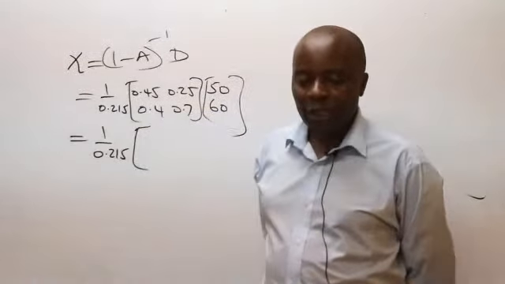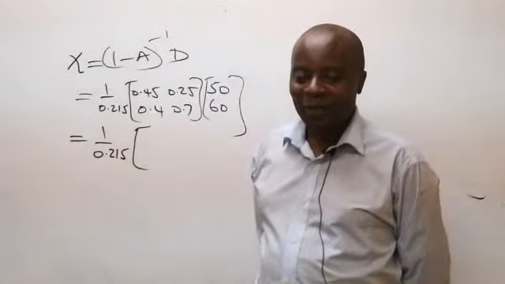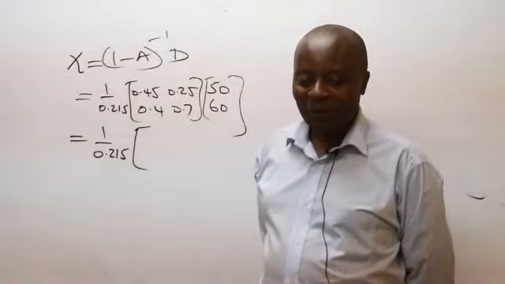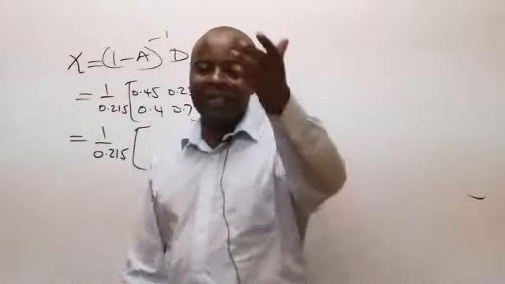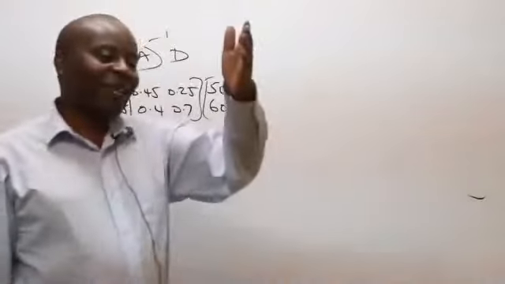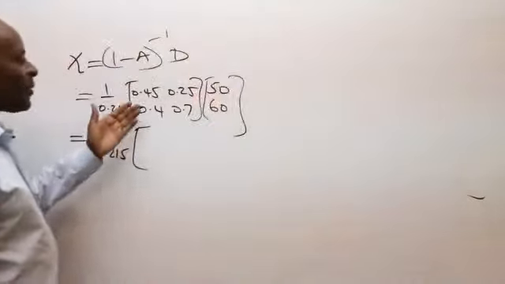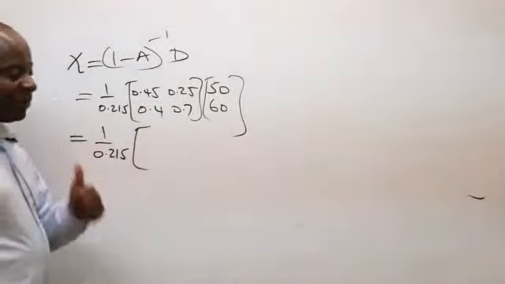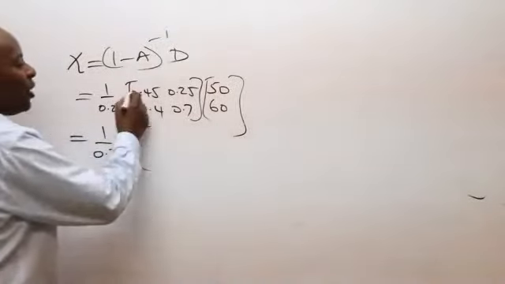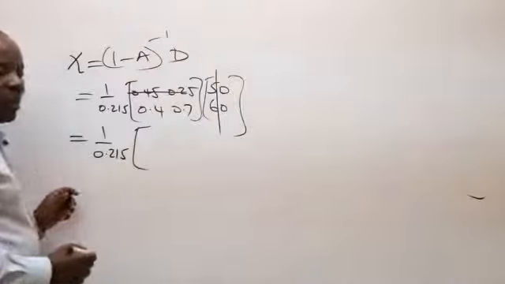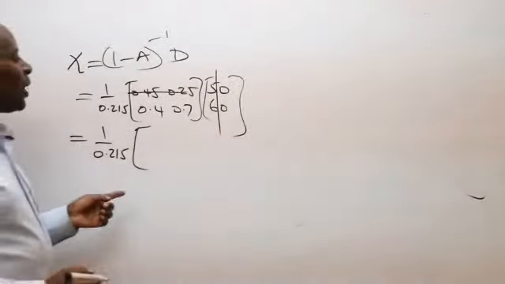When somebody tells you to multiply two matrices, it is row times column, thank you very much. So this is the row here, and that is the column. Could you kindly go ahead and do the multiplication for us?